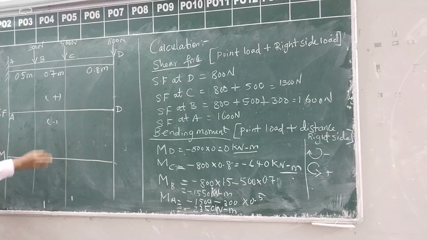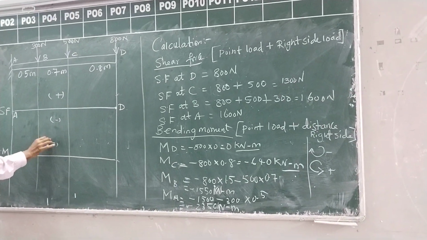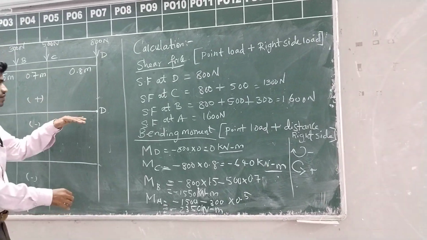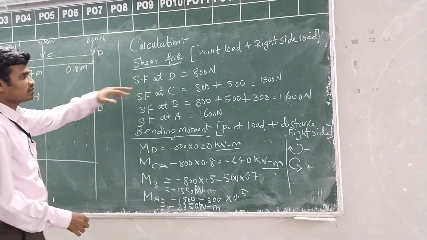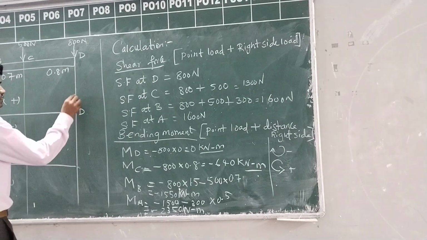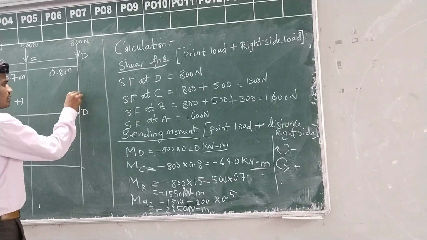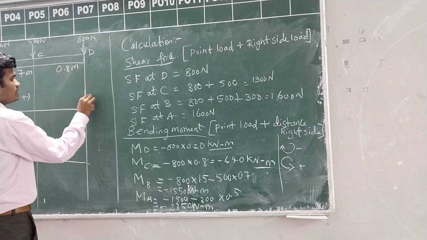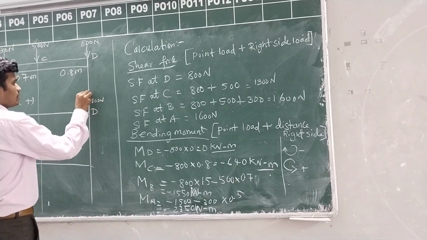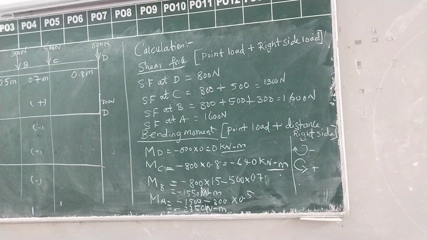The bending moment follows the same concept. Above is positive, below is the negative sign indicated. So from the shear force diagram, the shear force at point D is 800 Newton, and we put 800 Newton at the point.